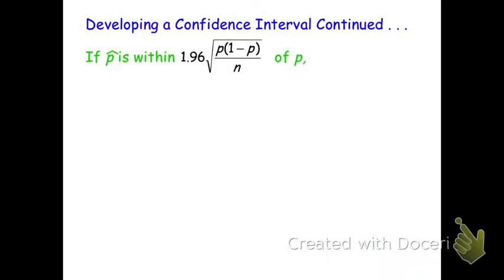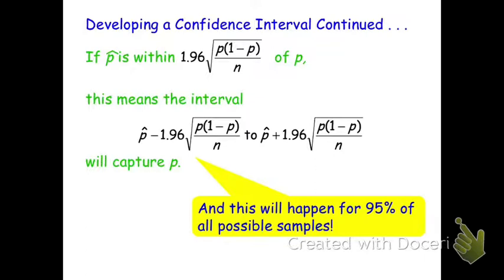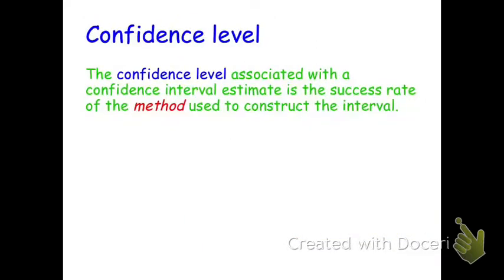We can never be 100% confident. So, what this means when we're developing this formula is that 95% of all possible samples will capture the true proportion. 5% will not. So that's what that little visual is trying to tell you. So confidence level. In this last example, confidence level was 95%. And it's going to vary with every example.